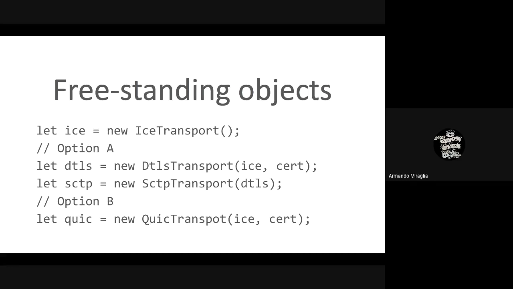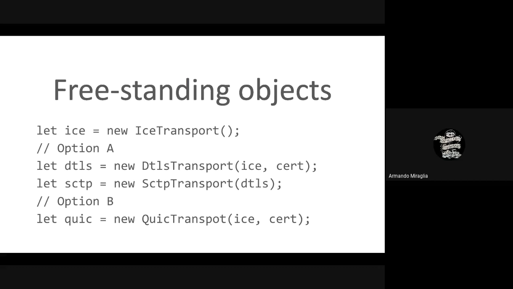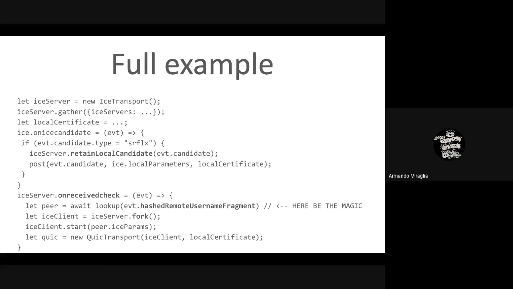it's going to be good. Yeah, so we know what the freestanding objects look like. It can either be DTLS plus SCTP or QUIC. Next slide. This is a full example. This is the whole shebang, put together in that diagram.